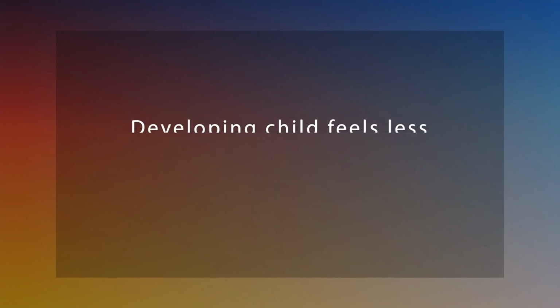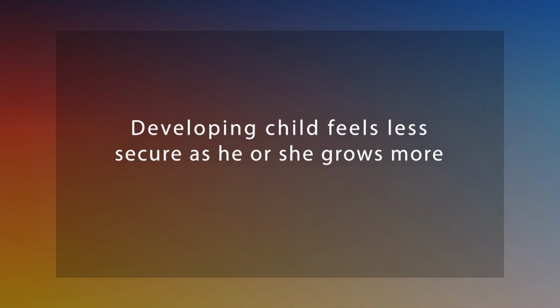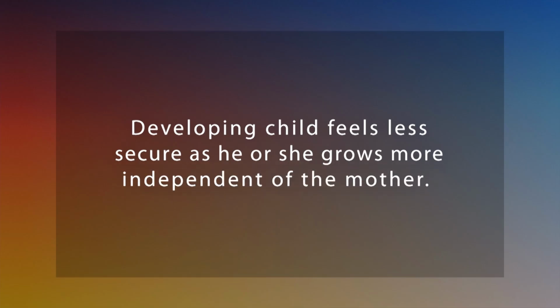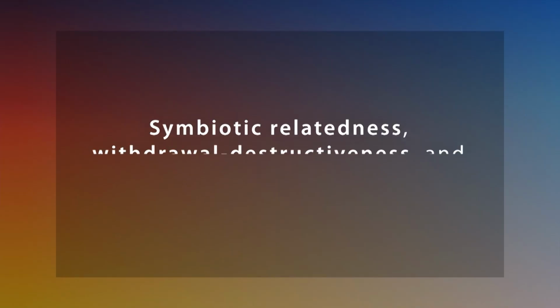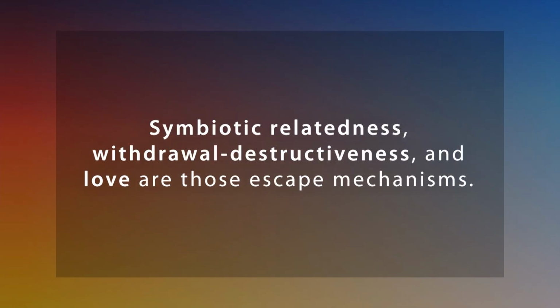We notice that each person's development recreates the history of the evolution of the human species. The developing child feels less secure as he or she grows more independent of the mother. Being trapped between security and freedom, the youngster copes with their increasing freedom using one of three escape strategies, depending on how their parents treat them. Symbiotic relatedness, withdrawal destructiveness, and love are those escape mechanisms.